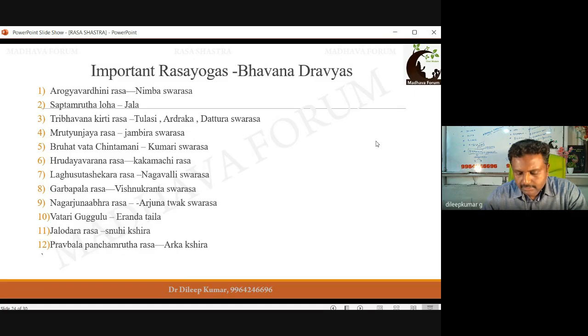The ingredients are Parada, Gandhaka, Vatsanabha, Tankana, Maricha, Shunti, Pippali, Manashila. Parada, Gandhaka, Tankana, Vatsanabha. Shunti, Maricha, Pippali is Trikatu, along with Manashila.